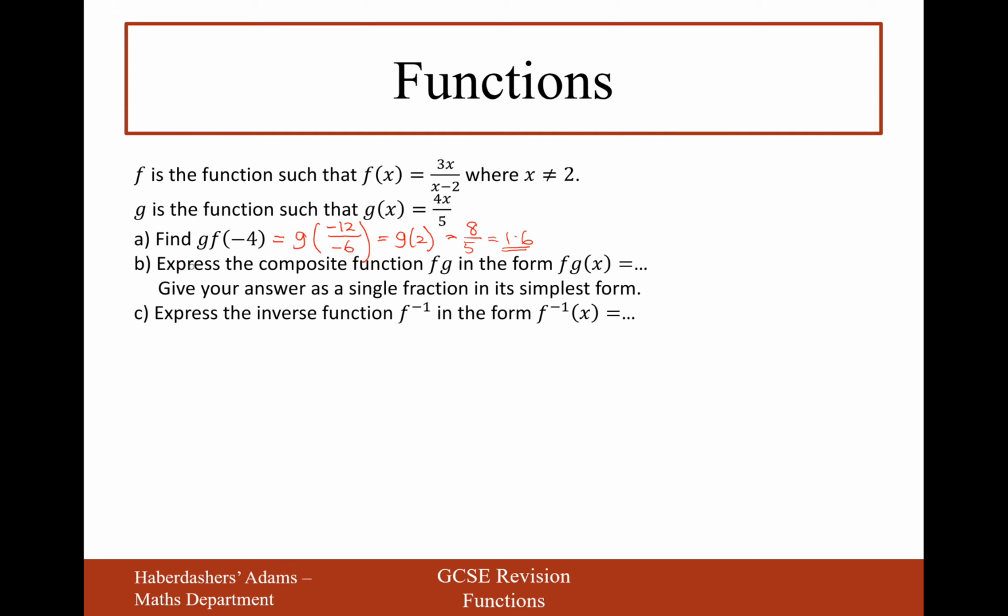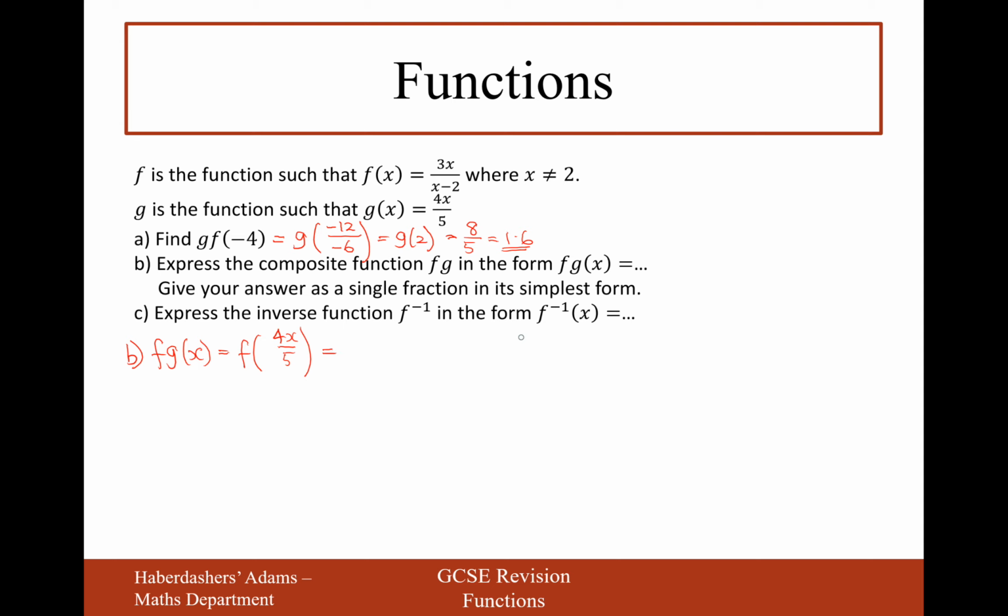So the answer to part A is 1.6. Moving on to part B, express the composite function fg of x in the form fg of x equals ... Give your answer as a single fraction in its simplest form. Okay, so this is going to be fg of x. Now given that g is the letter closest to the bracket, that's the one I have to do first. 4x over 5 is the g function.